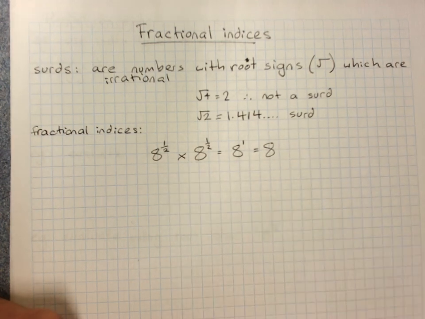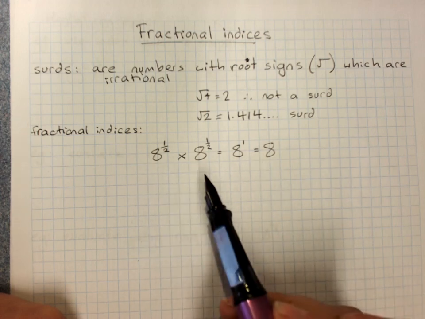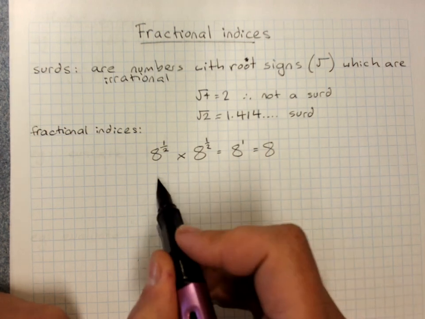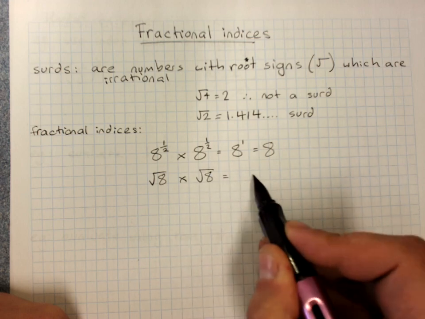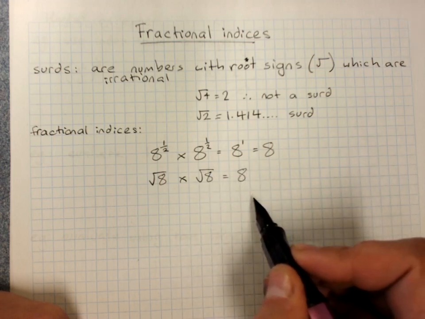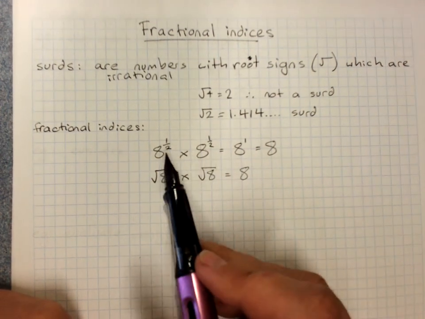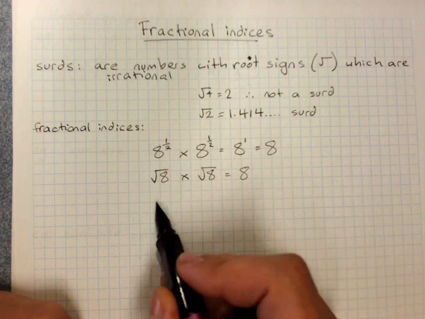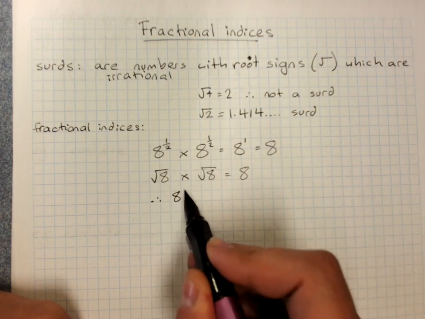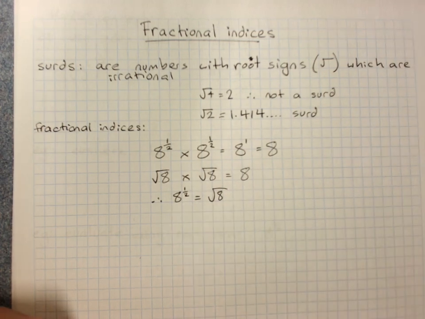Our knowledge of square roots says that the square root of a number is the number that multiplies by itself to give that number. That is, the square root of 8 times the square root of 8 would have to give me 8. It's the number that squares to give 8. So, since 8 to the half squared gives me 8, and the square root of 8 squared gives me 8, the conclusion is that 8 to the half is equal to the square root of 8.